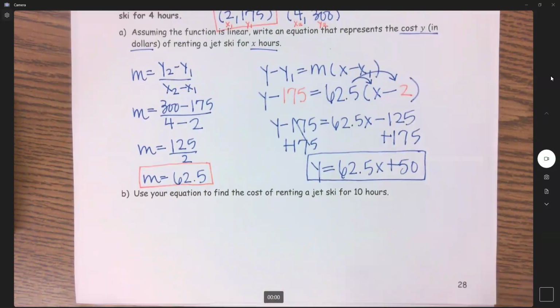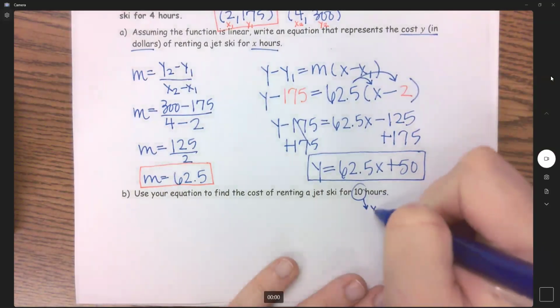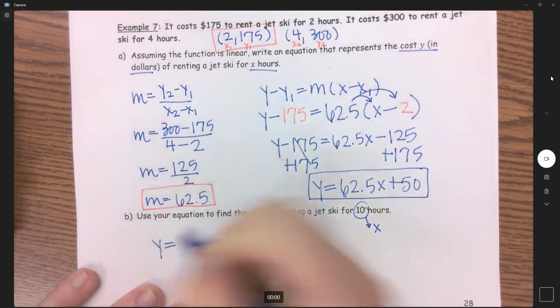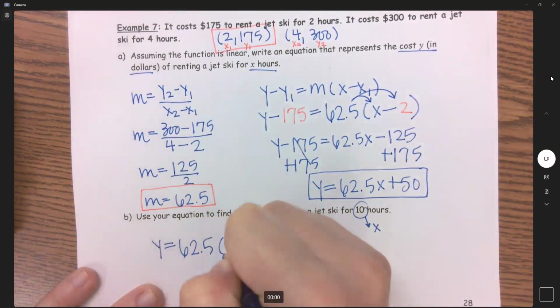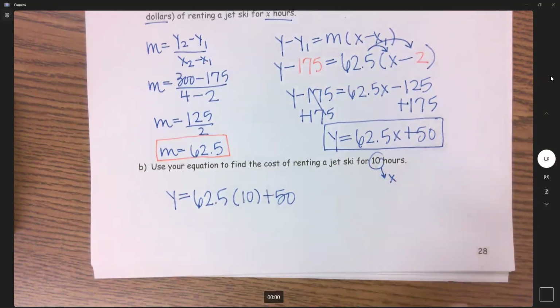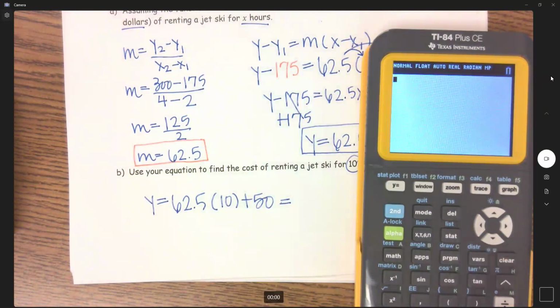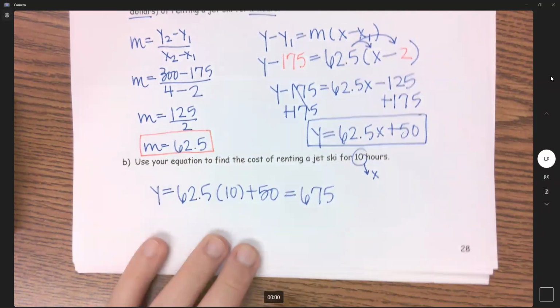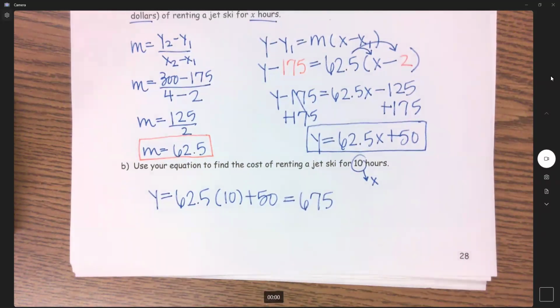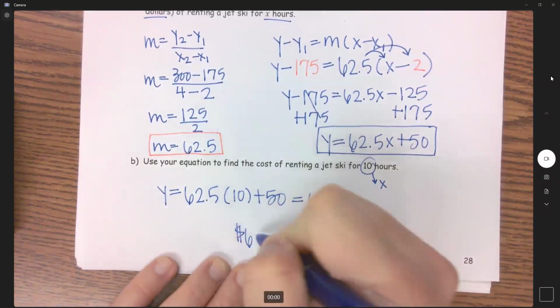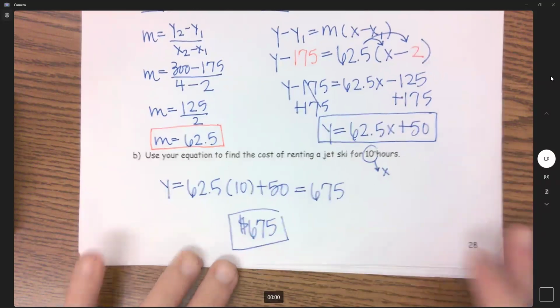Use the equation to find the cost of renting the jet ski for 10 hours. That's my x, because x represents my hours. So we get y equals 62.5 times 10 plus 50. Put that in our calculator. We get 675. Word problems need word answers, or at the very least, units. So find the cost, and it says up here our cost is in dollars. It's going to cost $675 to rent a jet ski for 10 hours.